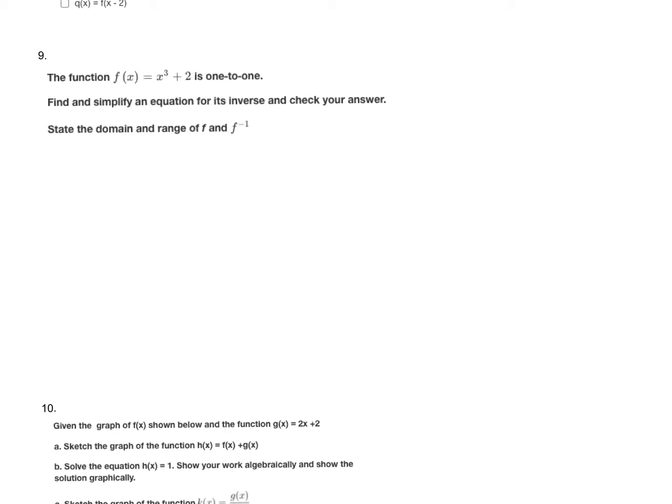So in this case, now that we know that, it says find and simplify an equation for its inverse and check your answer, and then state the domain and range for both f and f inverse. So just one at a time here. Equation for the inverse. First thing I do is I switch the input and the output. So x is equal to y cubed plus 2. And now we solve that for this new y.